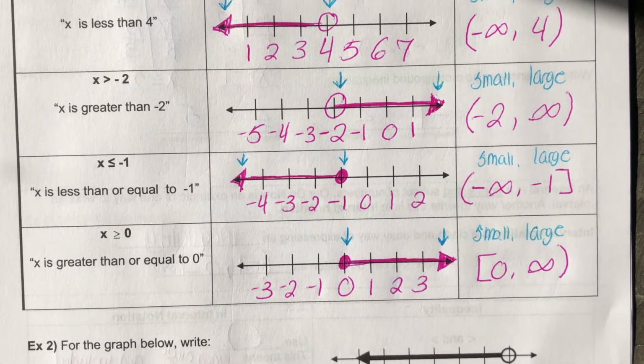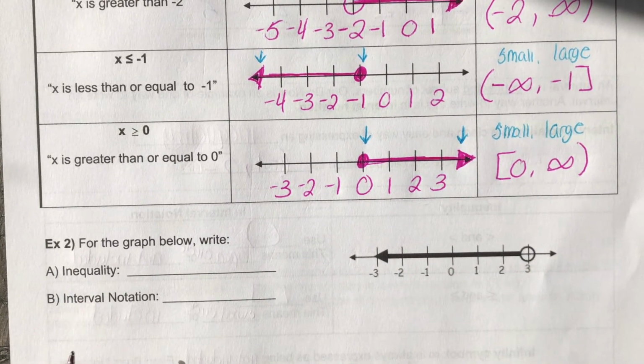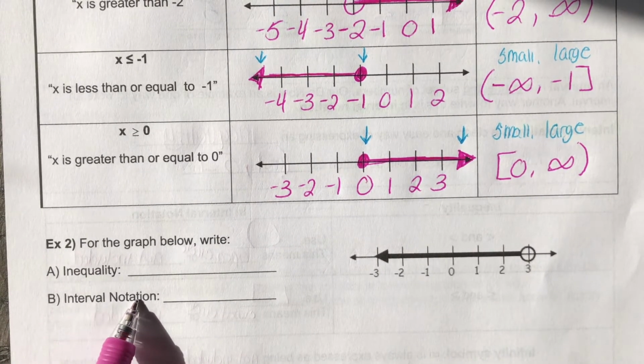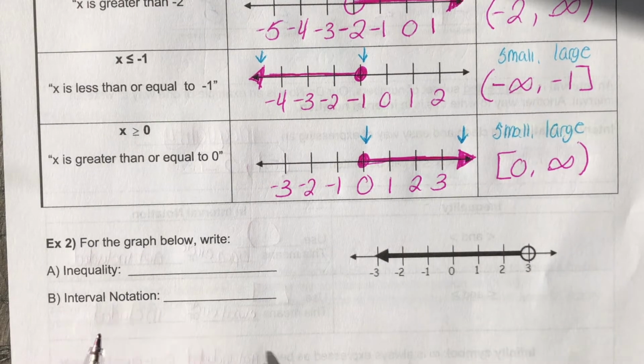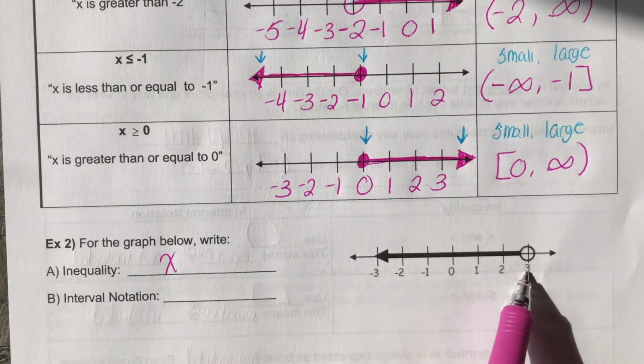All right, example 2 down below. And it says, for the graph below, write. I want to write my answer as an inequality, and I also want to write it as interval notation. Well, I'm going to say that the variable I'm dealing with is x, and if I look at the number that has the circle, it's 3.